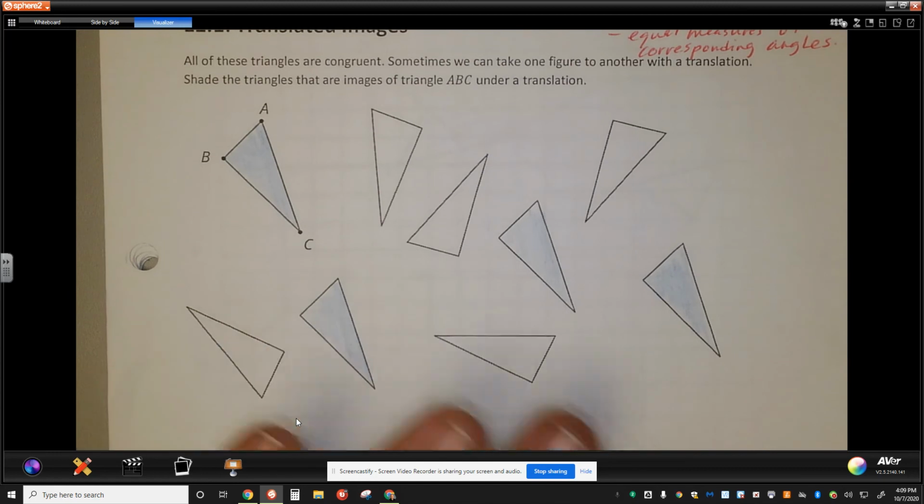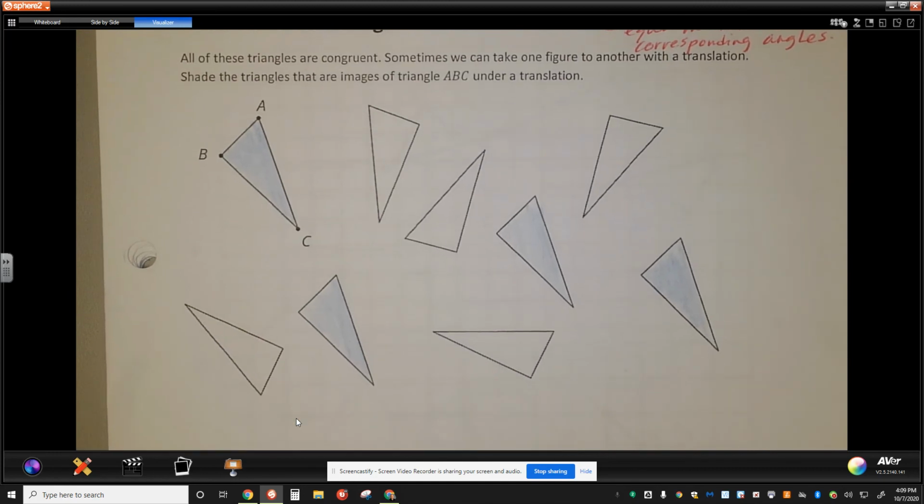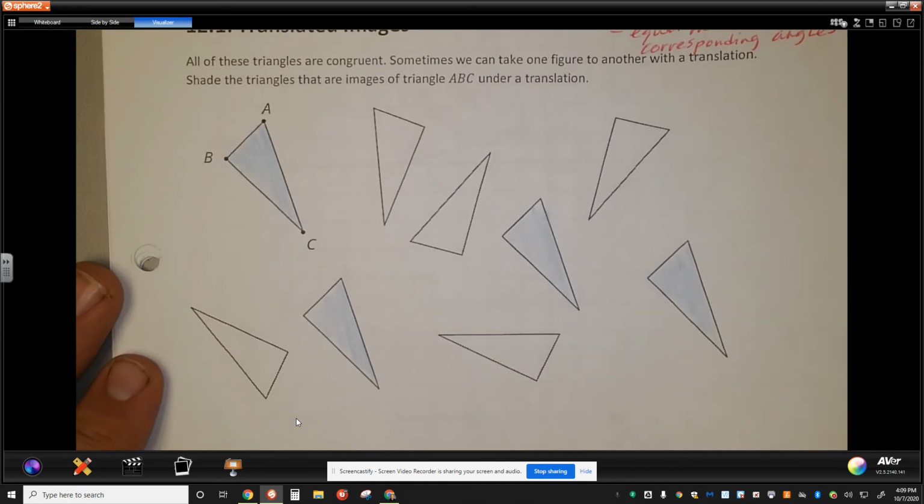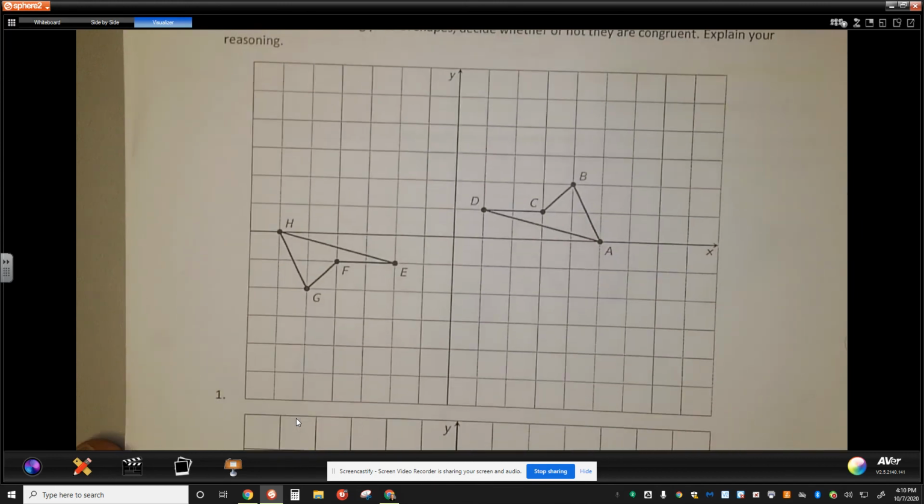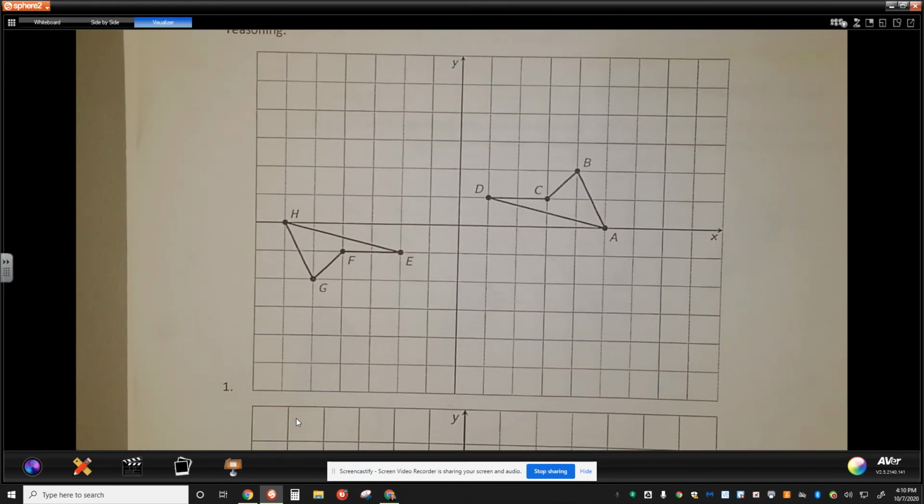We're going to take that same kind of knowledge and understanding, that we have built into us looking for patterns, when we go and simply compare and decide if two figures are actually congruent. Here's a set of figures. We have quadrilateral ABCD and we have quadrilateral EFGH. The question is, are these two figures congruent or not?